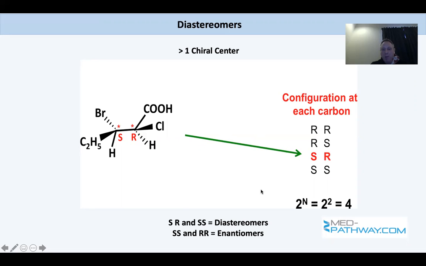So if you're opposite in configuration at each chiral center, you're enantiomers. That's what SS and RR are. And if you differ in at least one of them, you're diastereomers, that's SR and SS. Those diastereomers, which differ in configuration at only one of the chiral centers, by definition are called epimers. So all epimers are diastereomers, but not all diastereomers are epimers.